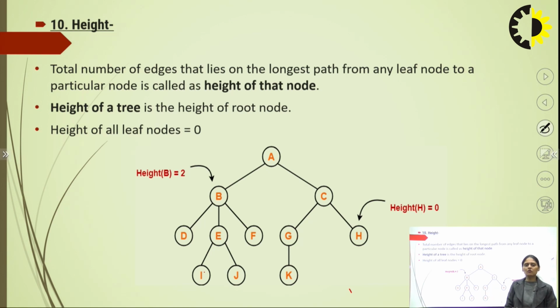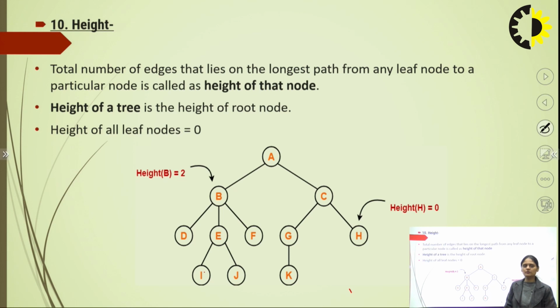In case we talk of the depth of a tree, it is the longest path from the root node to a leaf node. As we know, these are all the leaf nodes. From A to leaf node F, the path is 2. Similarly, from A to leaf node J, the path is 3. From A to I, it is 3. From A to K, again it is 3. And from A to H, it is 2. So the maximum, the highest number, is 3. That is why we consider that the depth of the tree is 3.